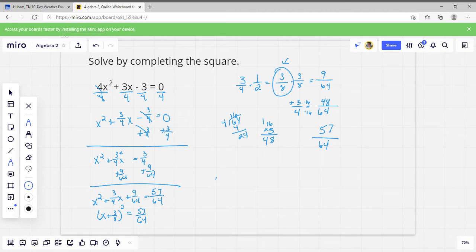And we end up with x plus 3/8 equals the square root of 57 over square root of 64, which would be 8. And then we'll do minus 3/8 on both sides, and we get x equals negative 3/8 plus or minus the square root of 57 over 8. Let me double check that one. Yep, that's right.